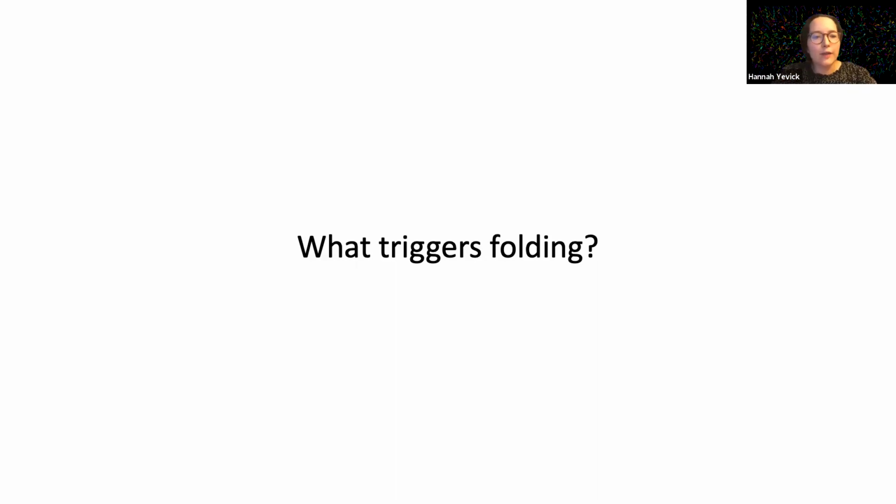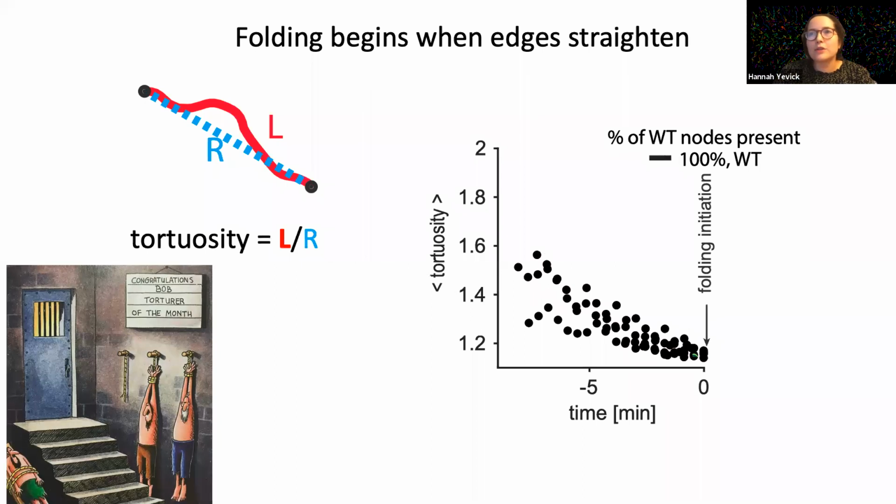So we therefore quantified the straightness of our edges to see if they were getting potentially increasingly strained or straightened over time. And so to do that, we use this measure of tortuosity, which is the length along your edge divided by the distance r between the two endpoints. And what we can see here, looking at the average tortuosity of all edges in your network and looking at how it evolves over time, we saw that indeed these network edges became increasingly straightened leading up to tissue folding initiation at t = 0.